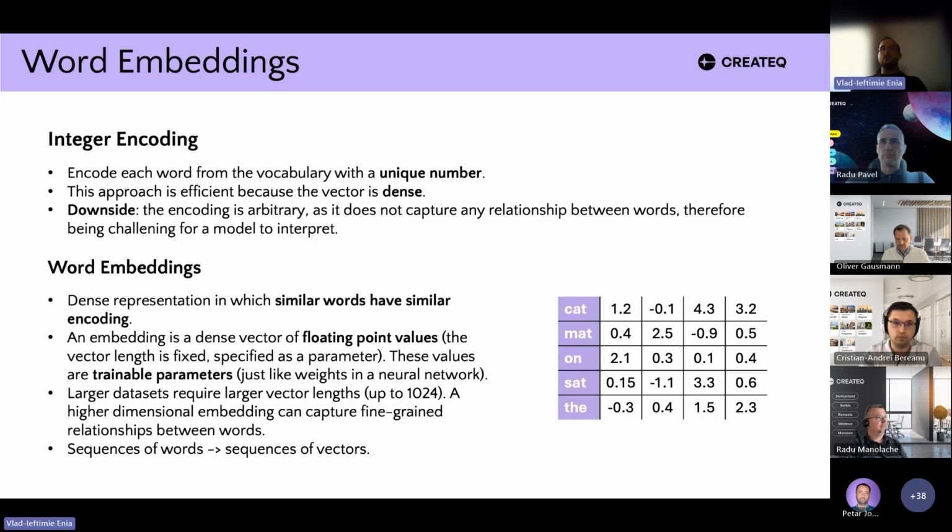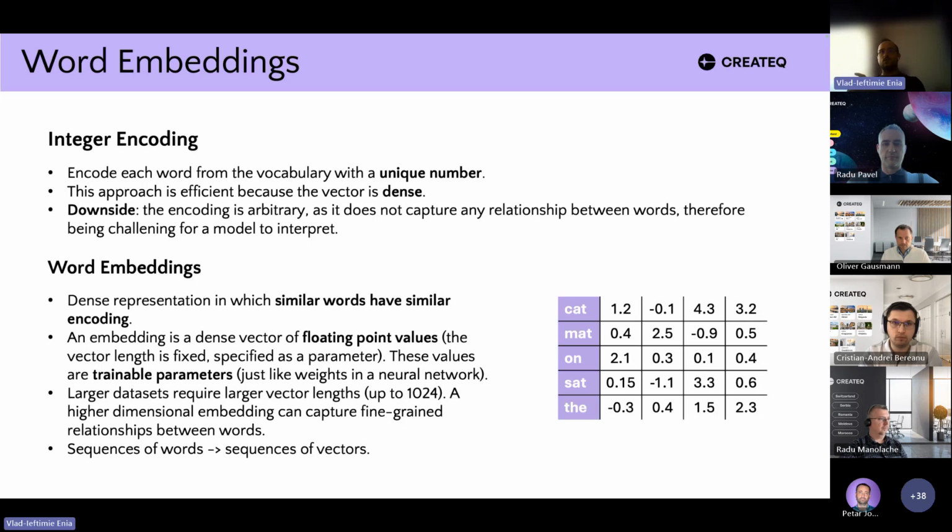So what we use, what is the industry standard today, are word embeddings. They are dense representations, so they are vectors with dense values, and their purpose is to give a similar representation to similar words or words with similar meanings.